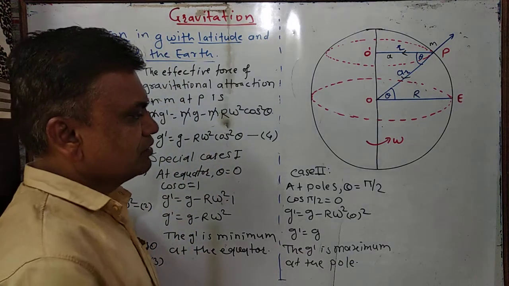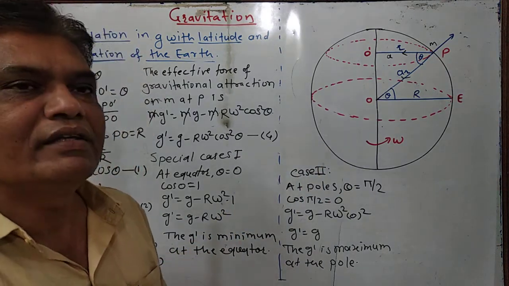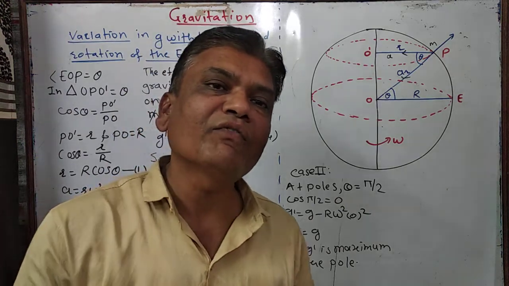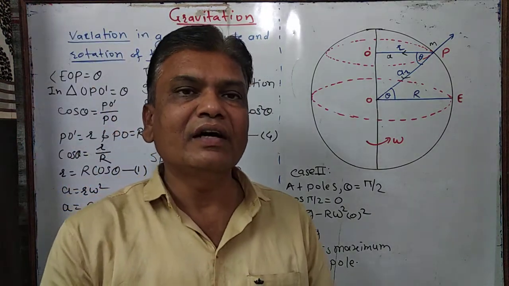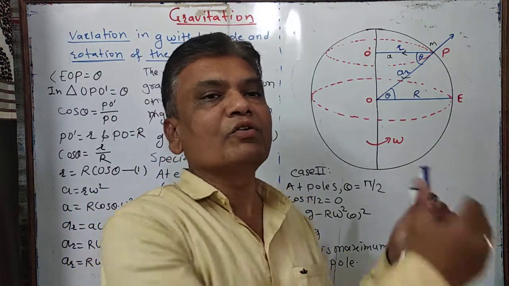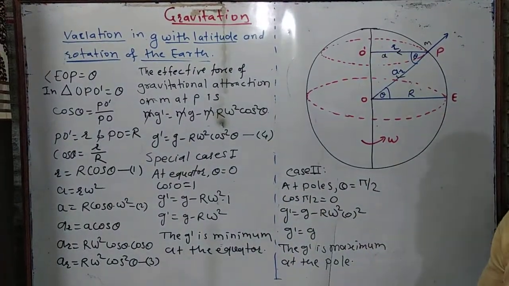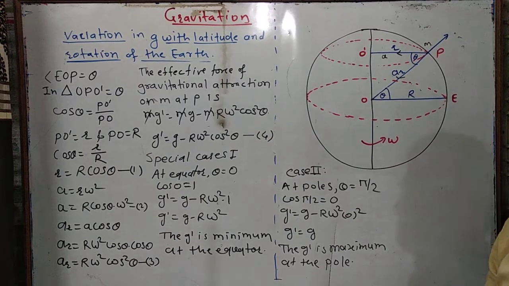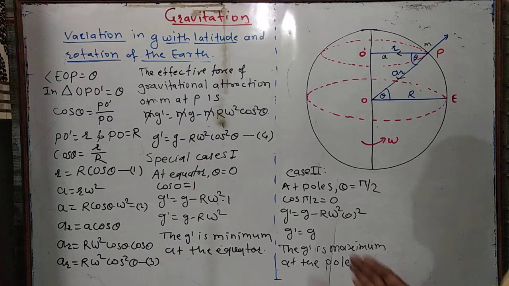So the conclusion from this observation is that as we go from equator to pole, there is an increase in acceleration due to gravity. At the equator it is minimum, and at the poles it is maximum. So this is all about the variation in g with latitude and rotation of the Earth. Thank you.